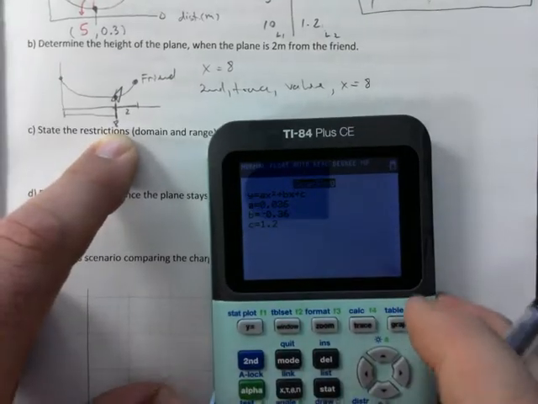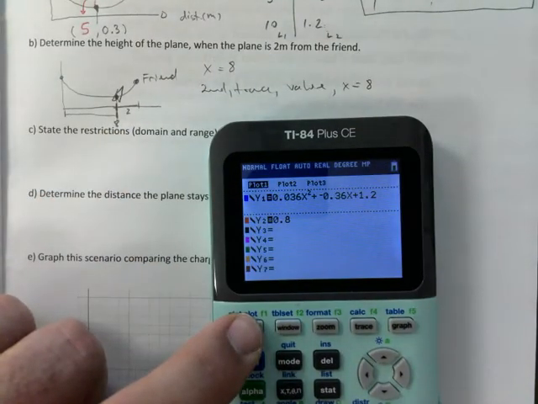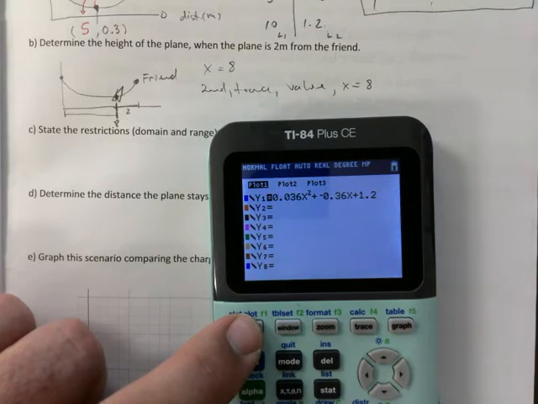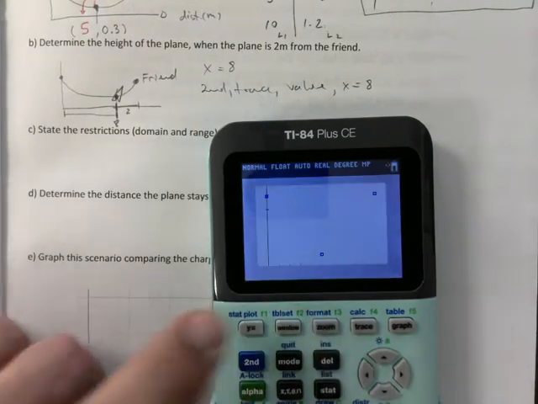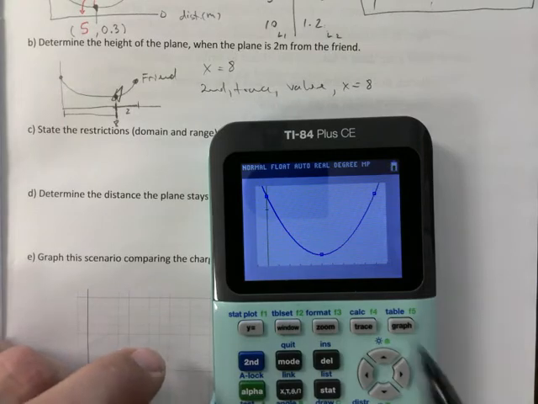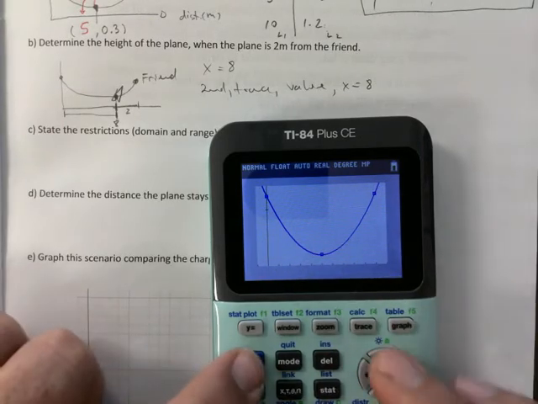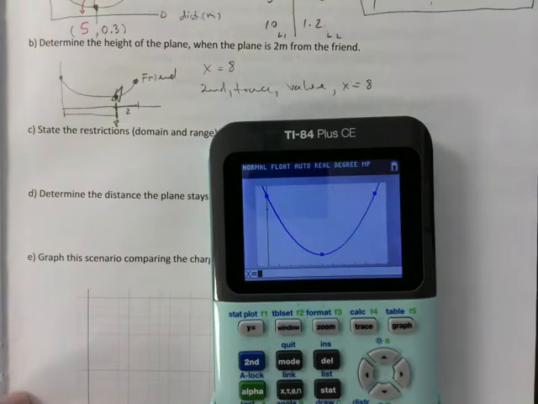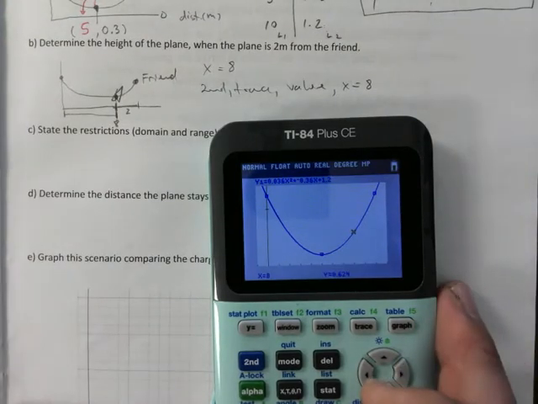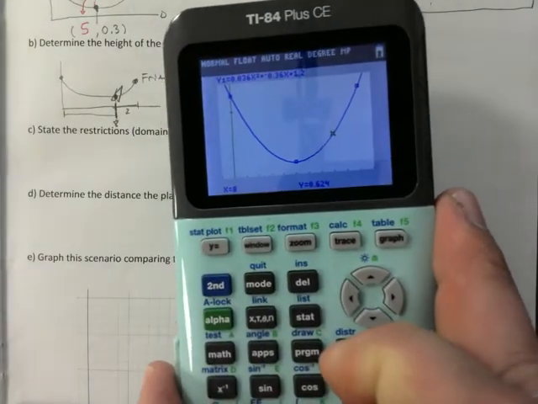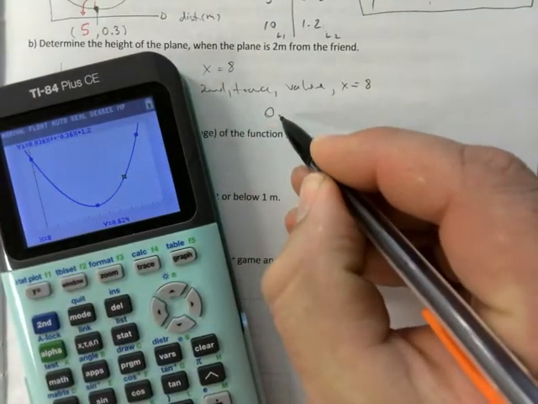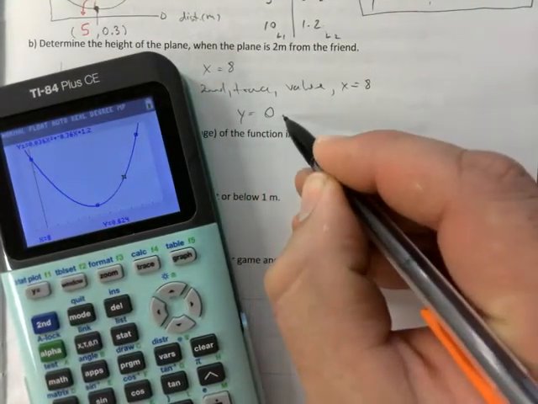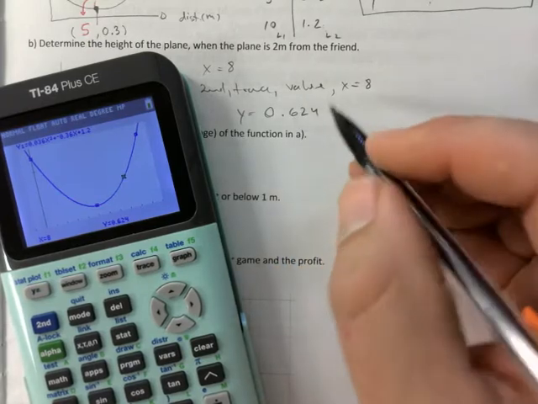So I'm going to graph it on my screen here. I'm going to clear that, graph it. I'm going to go zoom 9. There we go. In this case, I'm good. This is perfect, a perfect scenario. So second trace 1, x equal to 8, and that's 0.624. Y is equal to 0.624, and we are in meters.